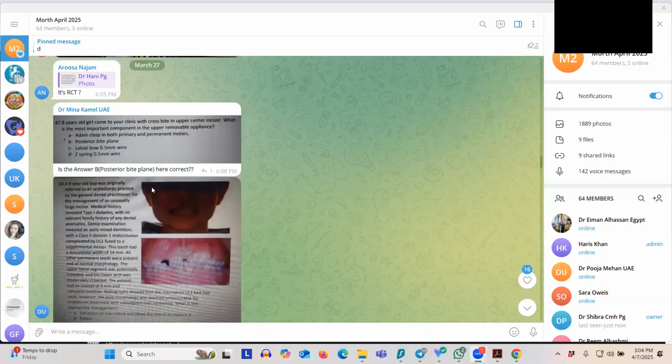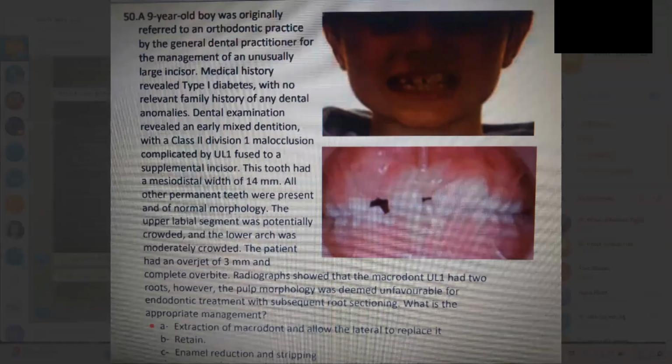A 9-year-old boy was originally referred for orthodontic treatment by a general dental practitioner for the management of an unusually large incisor. Medical history revealed type 1 diabetes with no other relevant medical history. Dental examination revealed early mixed dentition with a class 2 malocclusion complicated by an upper left one fused. I do not see it is fused. Yeah, there's some fusion. With a supplementary incisor. This tooth has a mesiodistal width of 14 millimeters.